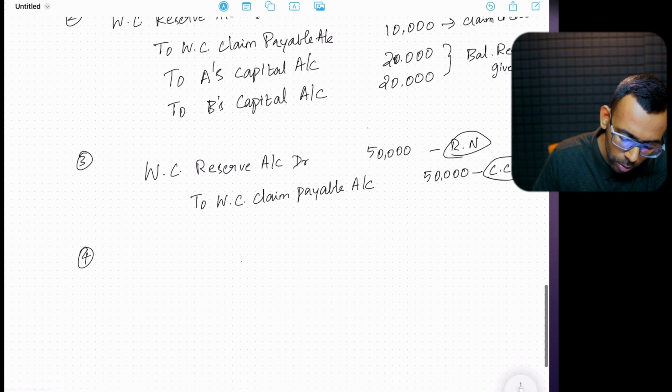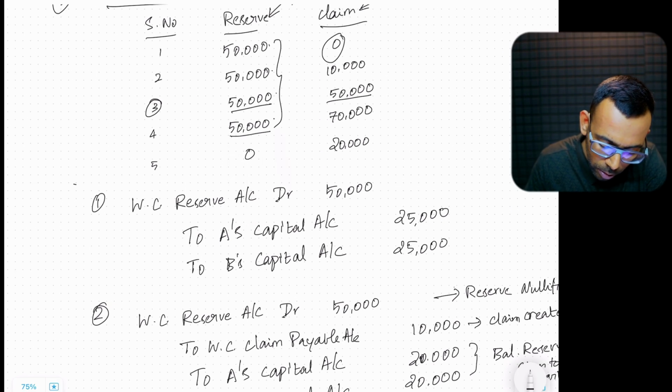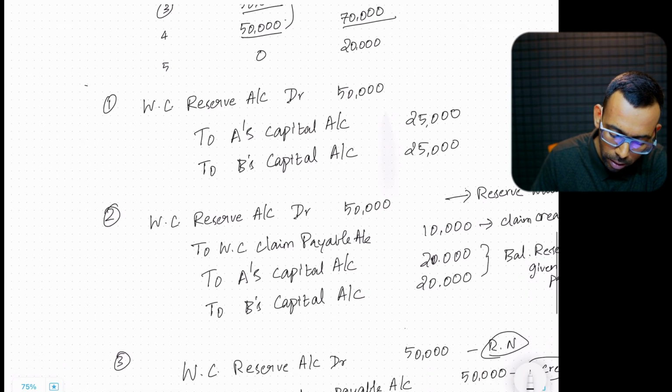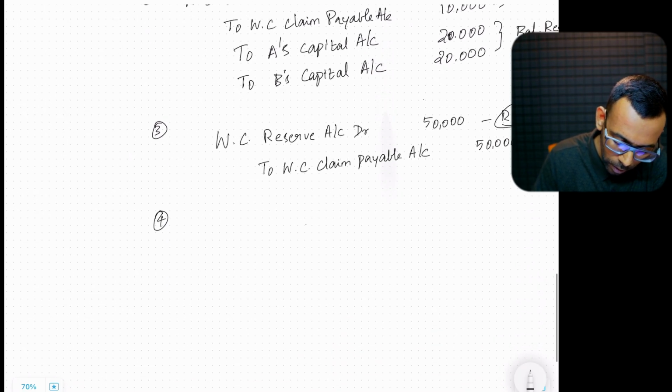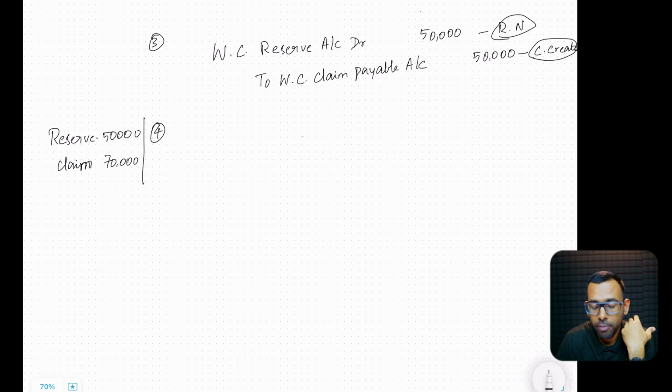The fourth scenario is where we had a reserve of 50,000, but we ended up having a claim of 70,000. Let us understand. Reserve is 50,000 and the claim is 70,000. Now you can see the claim amount has exceeded the reserve amount. So we were short of reserve.